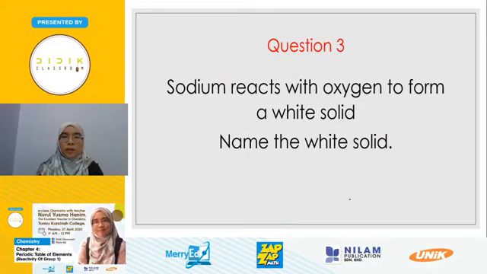And the next question is, sodium reacts with oxygen to form a white solid. Name the white solid.